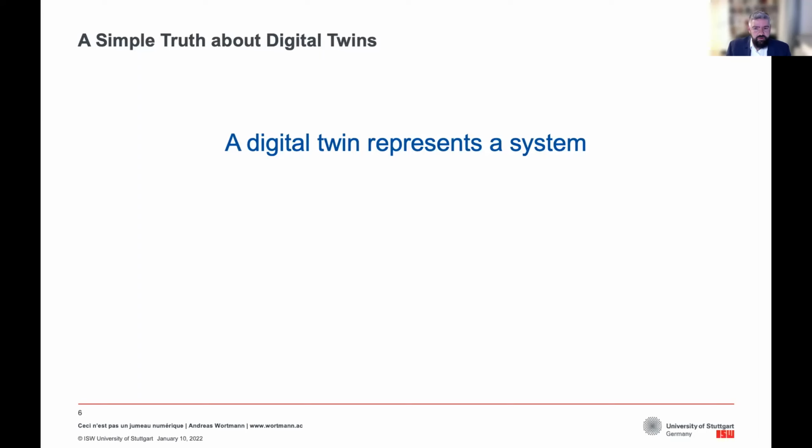A simple truth, so to say, about digital twins. A digital twin represents a system. Can you, by showing your hands using this Zoom mechanism to raise your hand, show me whether you like the sentence, whether you believe it's true? No signs of hands anywhere, so the sentence must be bad.